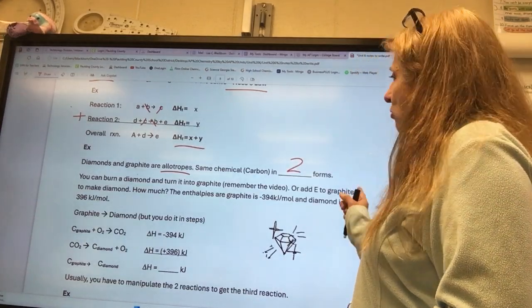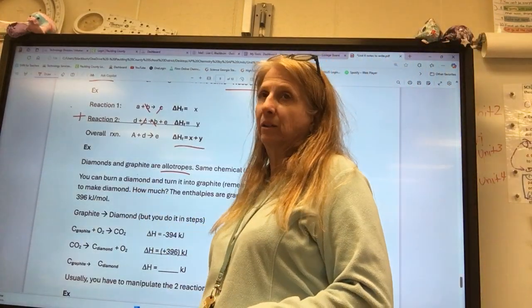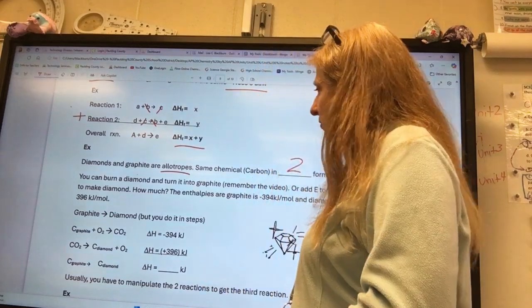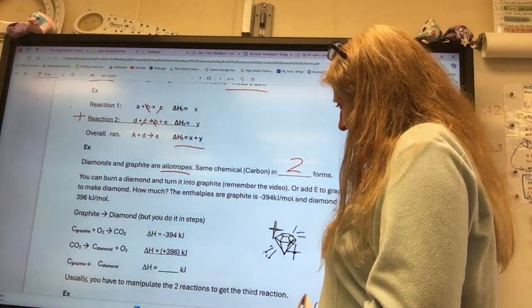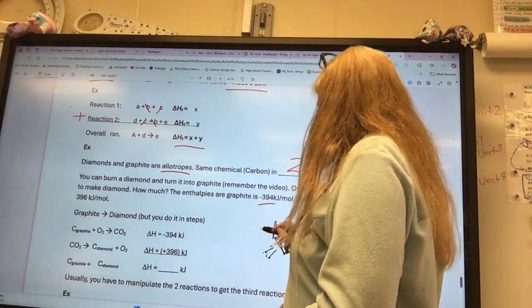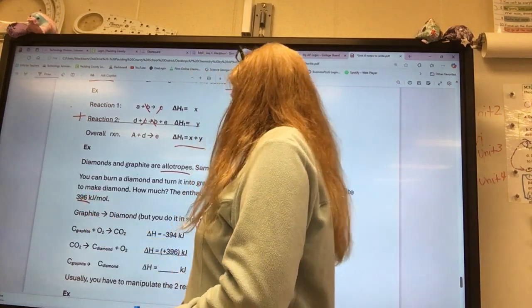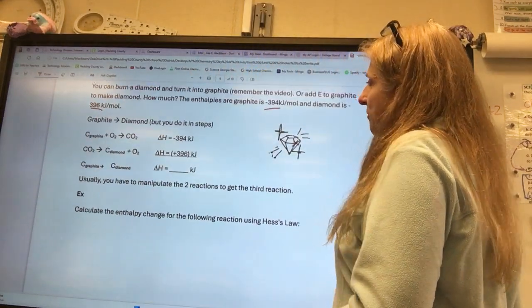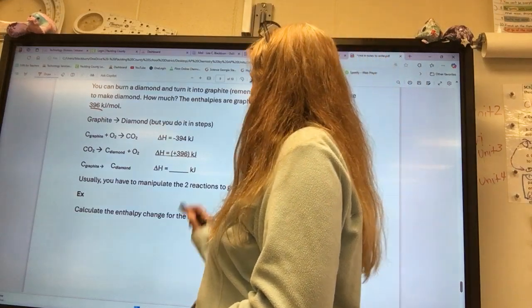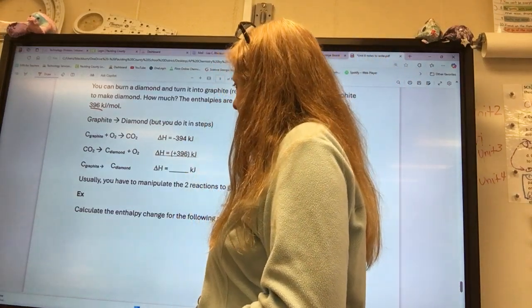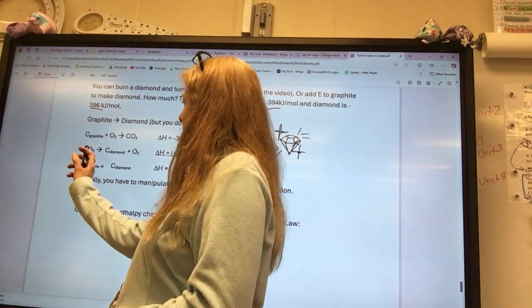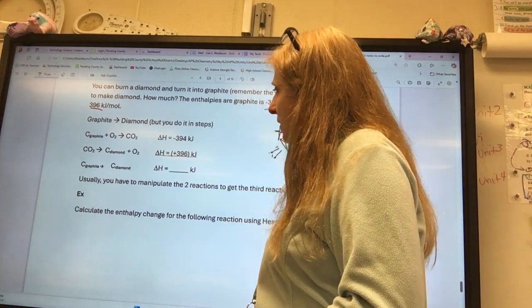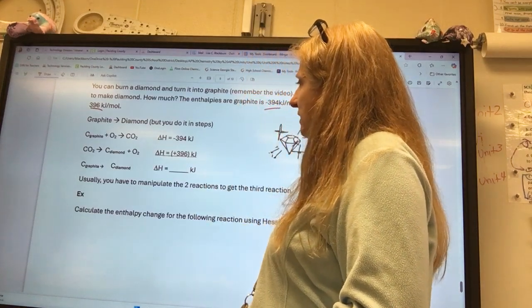Or you can add energy to graphite to make a diamond. You can turn your pencil into a diamond. How much? The enthalpies of graphite is this, and diamond is that. So you have to do it in steps. So you take the graphite and you add oxygen and you get carbon dioxide, and that much heat is changed. And then you take the carbon dioxide and you get diamond and oxygen, and that much heat is changed.